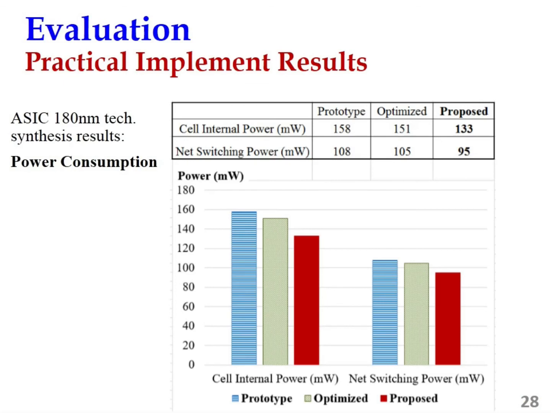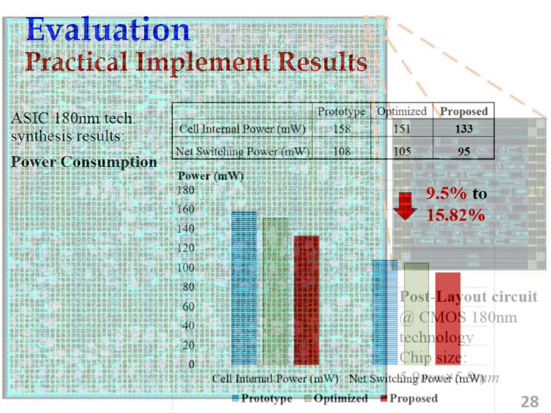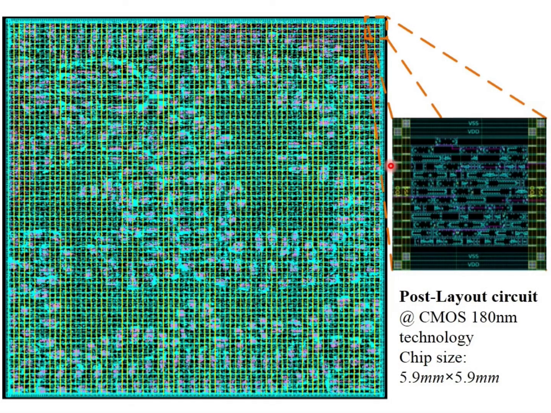Alongside the reduced area, our proposed architecture also significantly reduced energy consumption. In particular, the energy consumption of the proposed architecture reduced 9.5% compared to the optimized architecture and 15.82% compared to the prototype architecture. Moreover, we have successfully laid out the proposed architecture in ASIC CMOS 180 nanometer technology. The chip size is 5.9 millimeters times 5.9 millimeters.